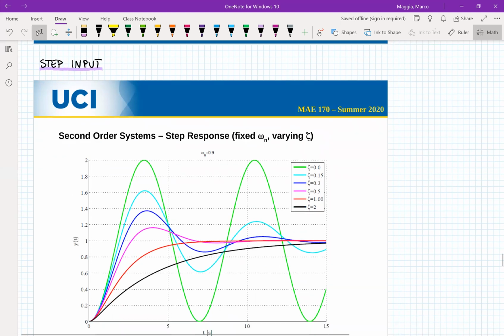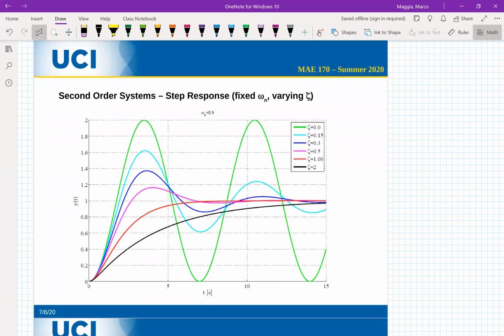Now, when it comes to the step input, we can take a look at the step response. And once again, the first family of plots are for a fixed value of the natural frequency. And here we start by considering the undamped case, once again with the same color and the green curve. So it starts from 0 and it oscillates between 0 and 2. And it will do that indefinitely. So all the way to infinity. You cannot apply the final value theorem for this case.